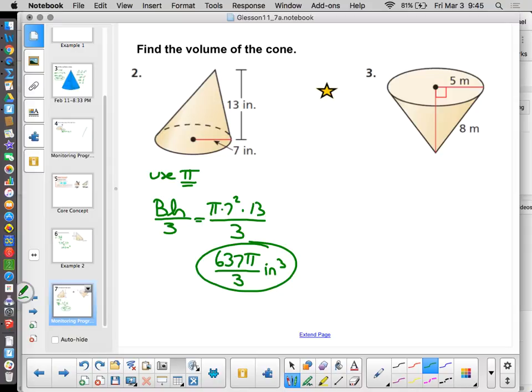All right? So again, the context of the problem here is all whole numbers, nice, no decimals, nothing like that. So we can be precise. We don't need to approximate. We can give a nice exact answer like 637 pi over 3. I know a lot of you say that that's the 637 pi over 3. I call it a nice exact answer.